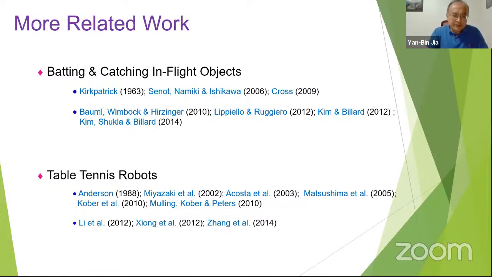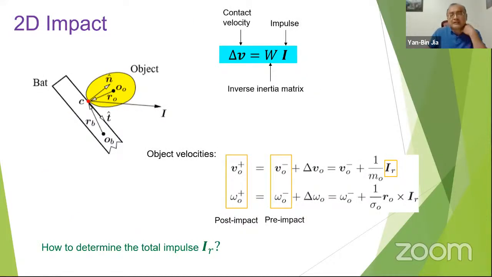And then there are the table tennis robots, the first one by Anderson. The most impressive one was designed by a group of researchers at Zhejiang University, led by Professor Xiong, whose robot can rally over 170 strokes. All right, so now let's get to the technical side.